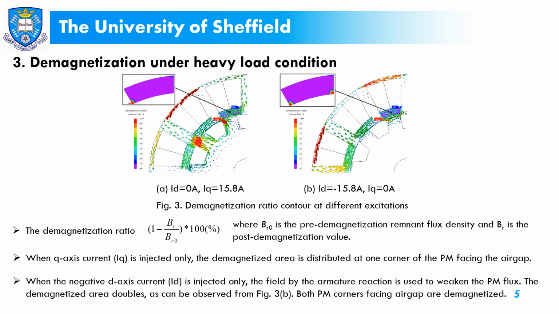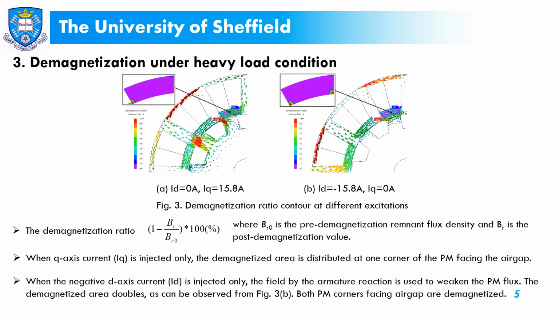Figure 3 shows the demagnetization ratio contour, which is defined using this equation, where BR0 is the pre-demagnetization remnant flux density, and BR is the post-demagnetization value.